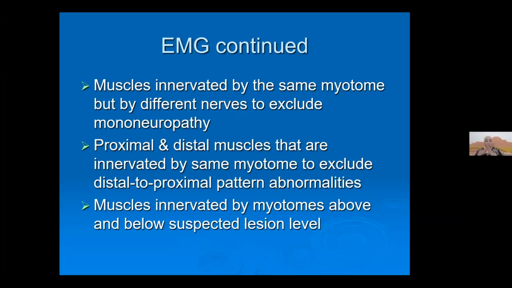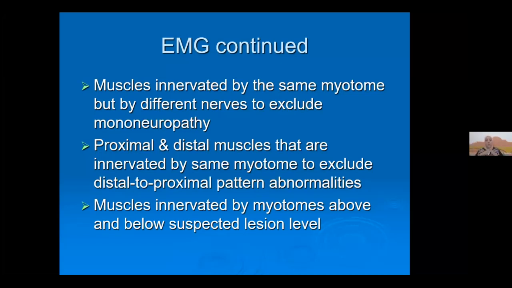The proximal and distal muscles innervated by the same myotome are very important, as we said before, but here I want to tell you why. Because of the distal to proximal pattern abnormalities. These muscles are always worse peripherally. So maybe I'm talking about a peripheral neuropathy or a peripheral nerve lesion that's affecting the distal muscles more than the proximal muscle, and not about a radiculopathy.